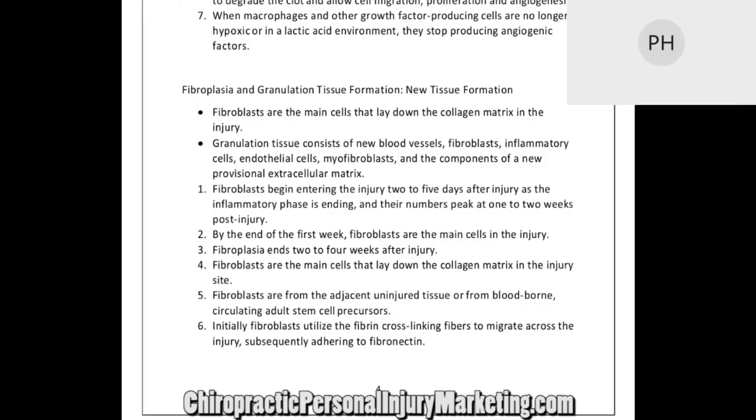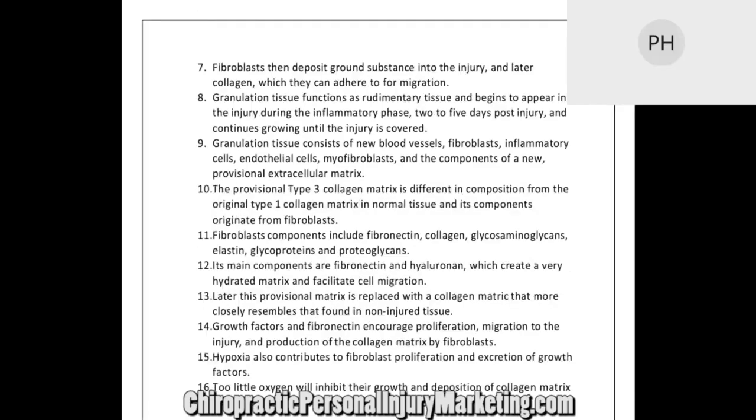Fibroblasts come from the adjacent uninjured tissue or from blood-borne circulating adult stem cell precursors. Initially, the fibroblasts utilize the fibrin cross-linking fibers to migrate across the injury, subsequently adhering to the fibronectin. So these are the collagen strands we're talking about. Fibroblasts then deposit ground substance into the injury and later collagen, which they adhere to for migration. So the granulation tissue functions as rudimentary tissue and begins to appear in the injury during the inflammatory phase. The precursor to collagen is the granulation tissue, 2 to 5 days post-injury, and it continues growing until the injury is covered.